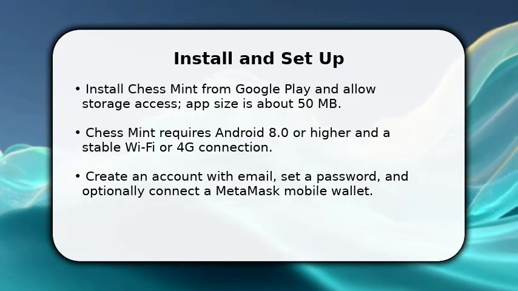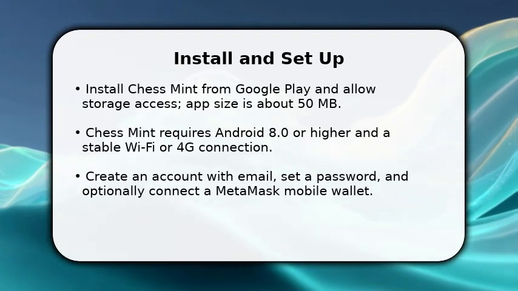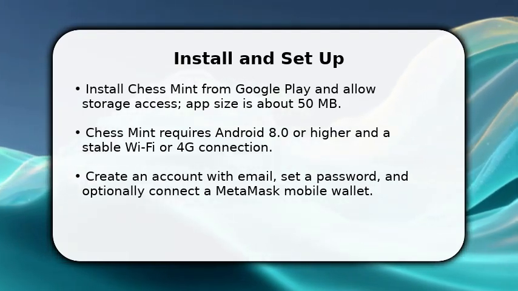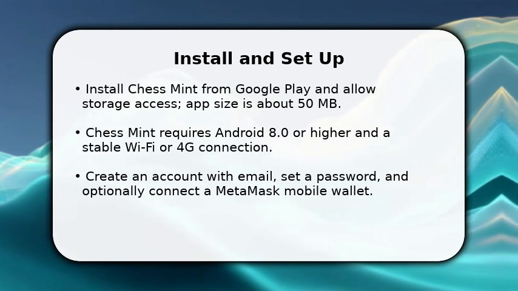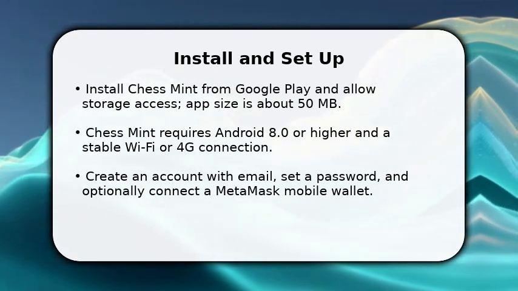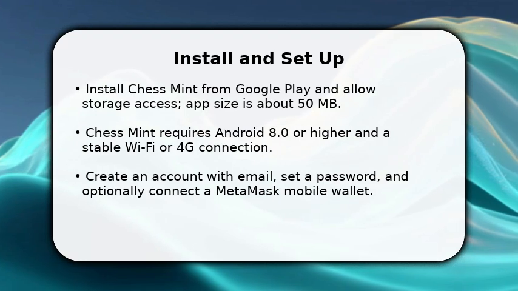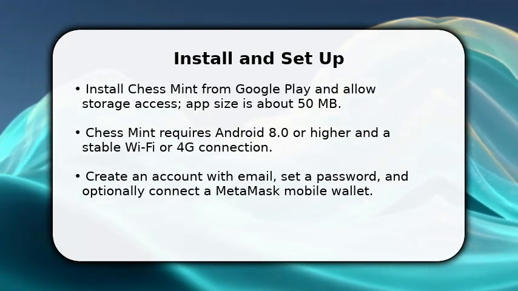Open Google Play, search for Chessmint, and tap Install. The download is about 50 MB, so use Wi-Fi if possible. The app requires Android 8.0 or higher, and a stable Wi-Fi or 4G connection to sync game state.